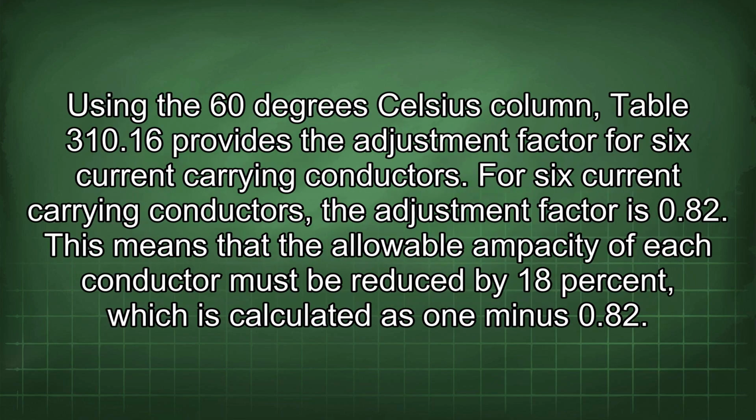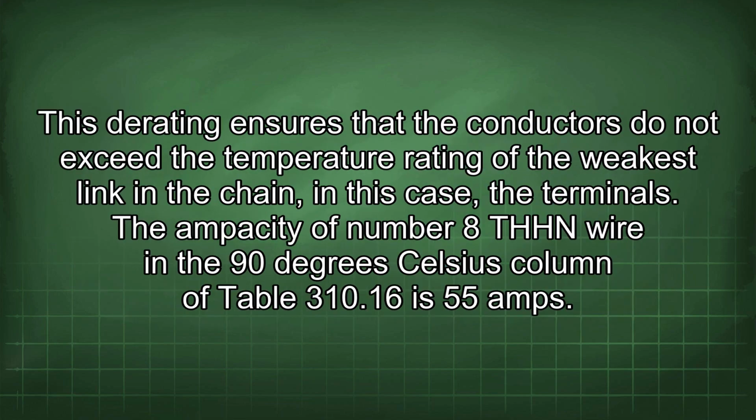Using the 60 degrees Celsius column, Table 310.16 provides the adjustment factor for 6 current carrying conductors. For 6 current carrying conductors, the adjustment factor is 0.82. This means that the allowable ampacity of each conductor must be reduced by 18%, which is calculated as 1 minus 0.82. This ensures that the conductors do not exceed the temperature rating of the weakest link in the chain, in this case, the terminals.